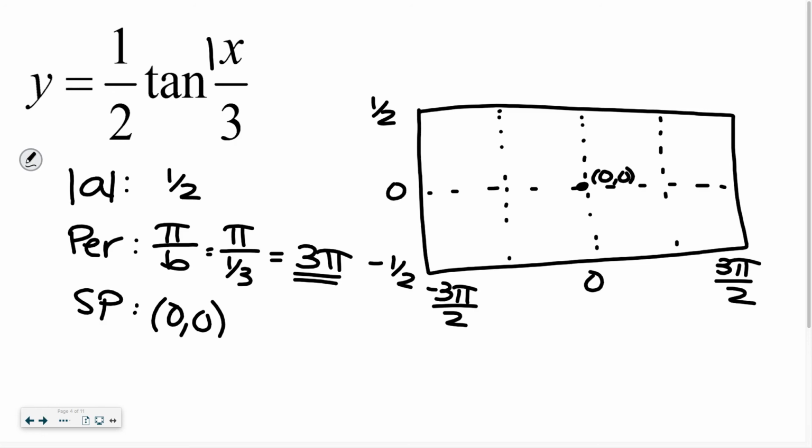And then I would either need to know what's in the middle of 0 and 1.5. So between 0 and 1.5 is 0.75, which is 3 pi fourths. And negative 3 pi fourths. Or I could have taken my period and divided it by 4, and then I could have just added 3 pi fourths, subtracted 3 pi fourths. Okay, so this would have been my spacing. Okay, then I can draw my graph.